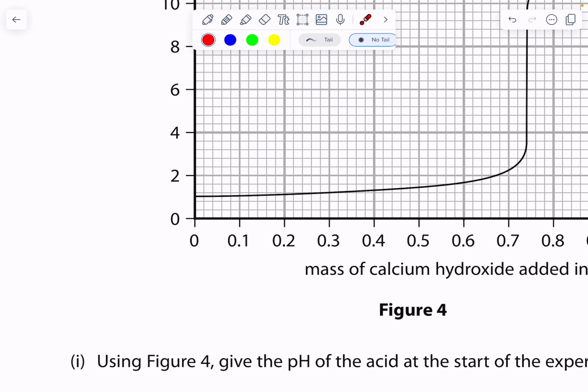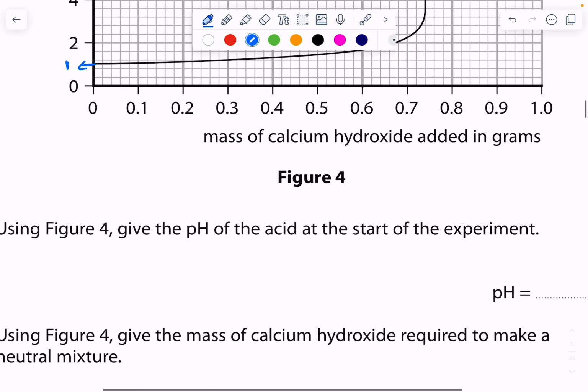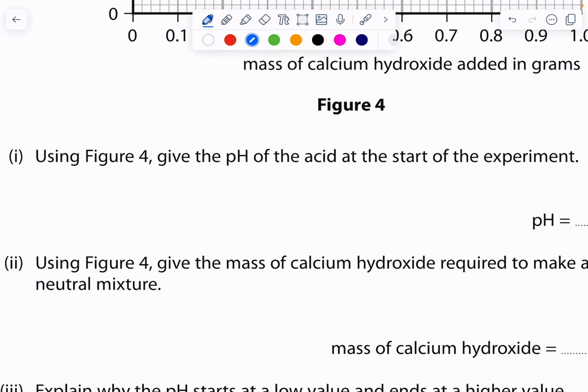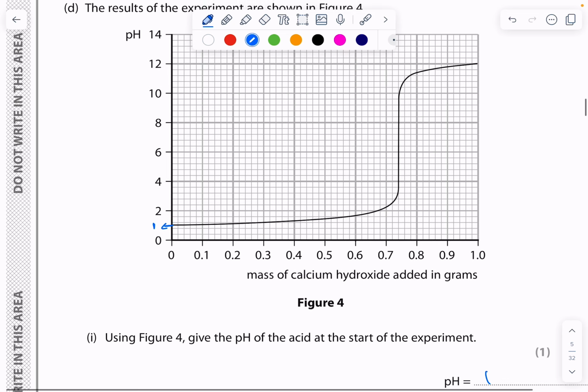So if we just zoom in here for a second, I can see that each of these, this is going to be halfway, so that's going to be a value of 1. So we've got a pH here of 1. So let's drop that in. So pH is 1. Give the mass to make the mixture neutral.